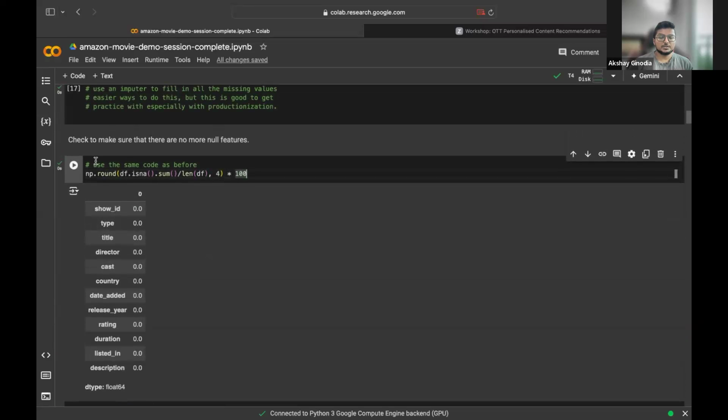Just one thing I want to say: when I'm doing df.isna, it is checking if there are null values in df, and only then it is returning true, not true when there is a value in the column. It returns true only when there is a null value in the column, and then it does a sum on those trues. That is what I wanted to explain once again.